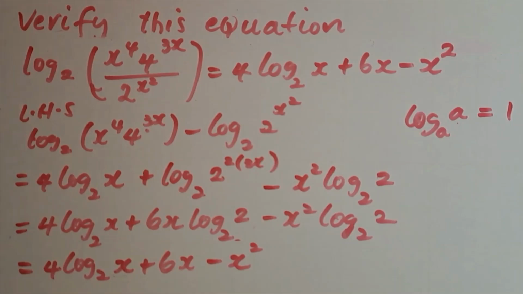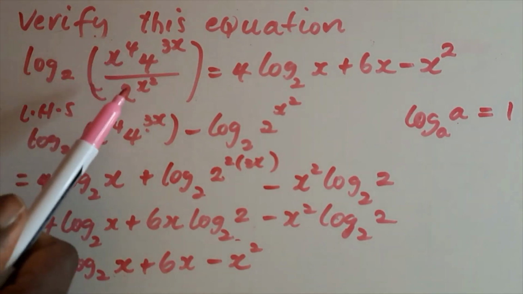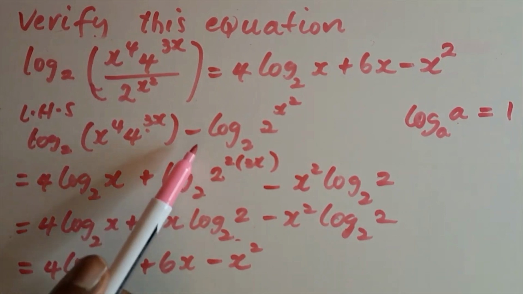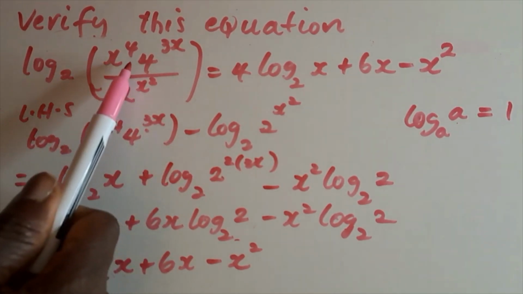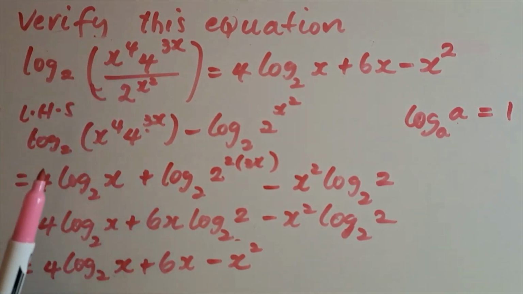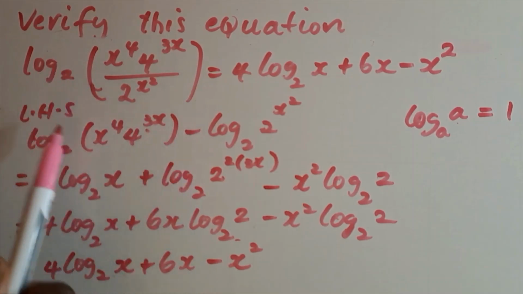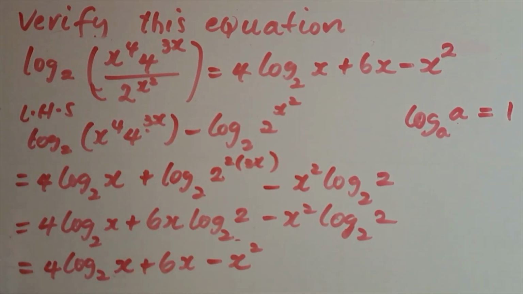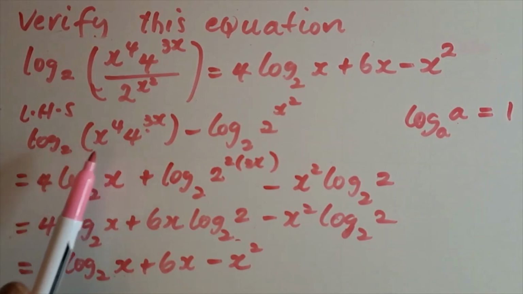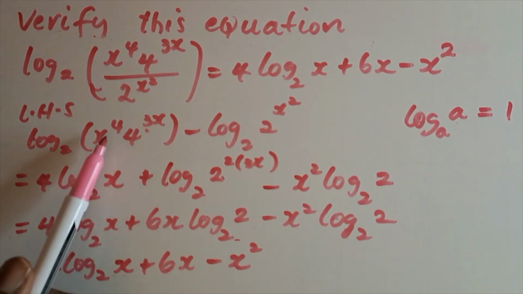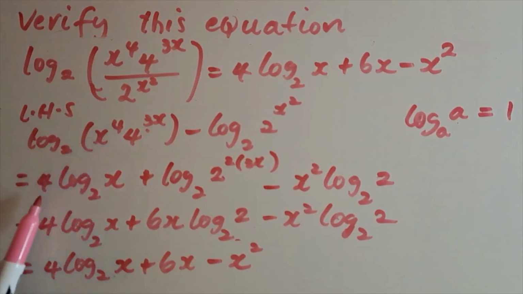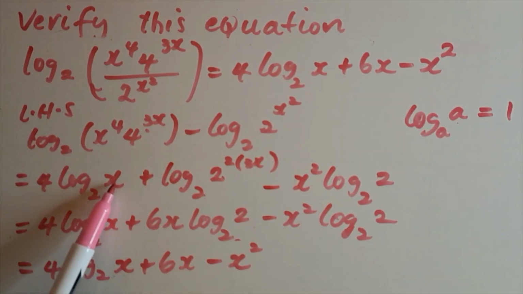Just to recap, we've examined the left hand side, we're verifying using the left hand side. And what we've done, we've written this as the subtraction of the log of the denominator from the log of the numerator. Then clear the brackets here, and we brought down the power of 4, we're left with a base of x.